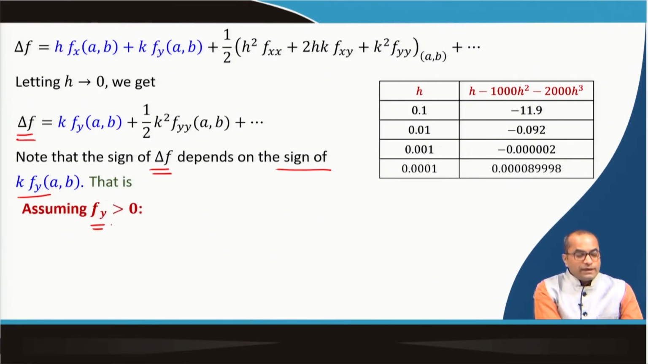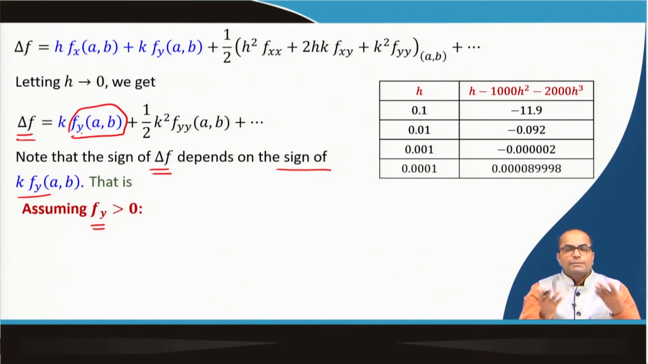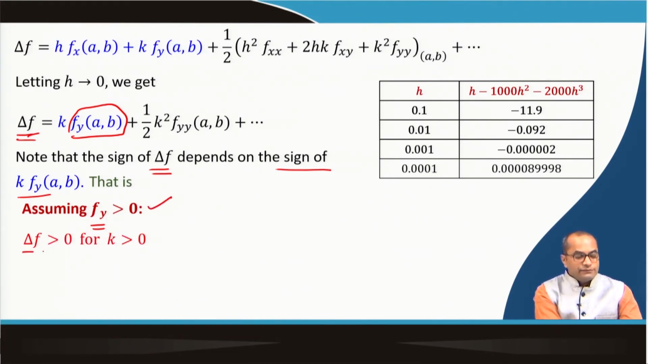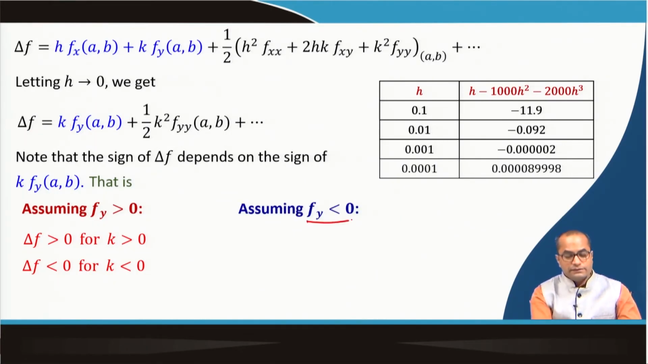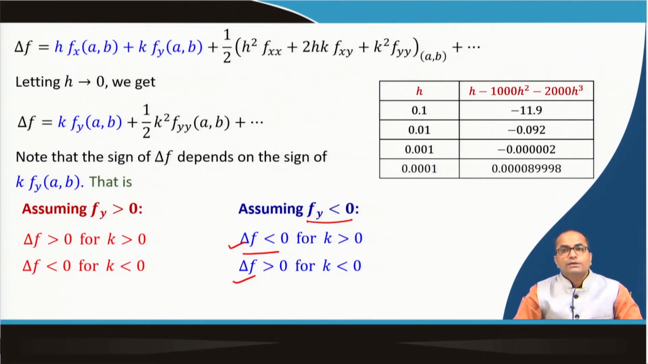So, assuming that f_y is positive, because this is something given. f_y is evaluated at (a, b). It may be positive, it may be negative, we do not know, but it will be a fixed number. So, let us say f_y is positive. In that case, this delta f will be positive if this k is positive, if the neighborhood you have picked is in this positive direction, and delta f will be negative if you choose this neighborhood in the other direction. Similarly, if we assume that f_y is a negative number, we have a similar situation, where delta f will be negative in one direction and positive in the other.